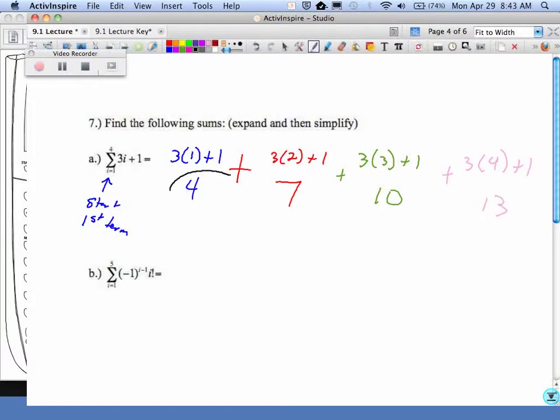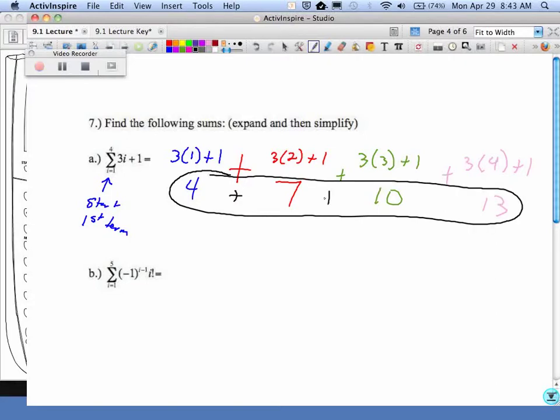This is your sequence, right? You're supposed to be adding those up. That's why I was putting a plus between every one. What's 4 plus 7 plus 10 plus 13? 34. 11, 21, 34. Got it?